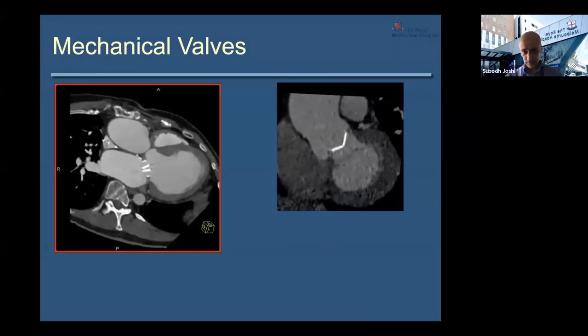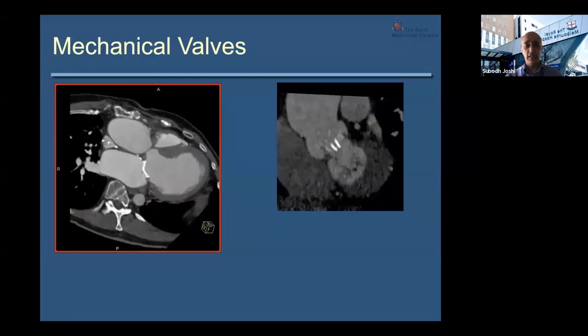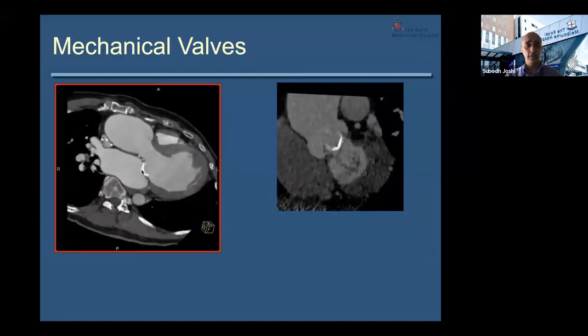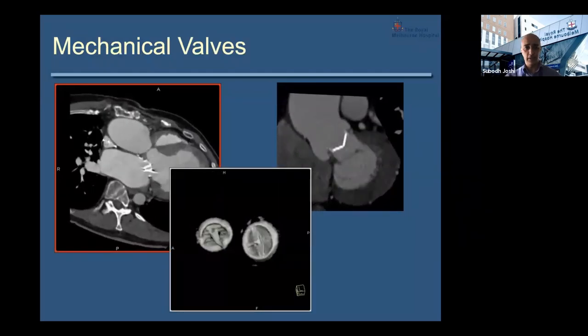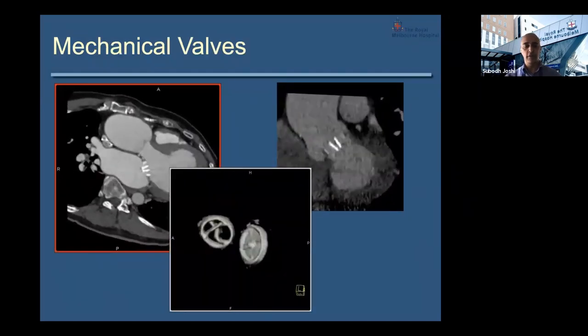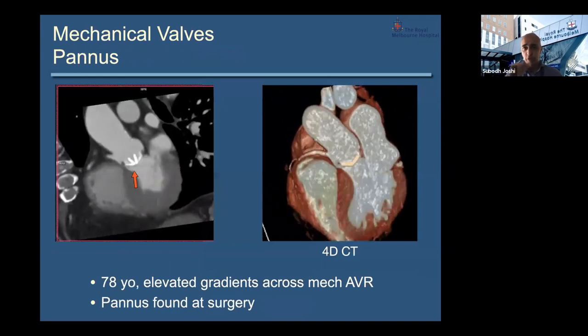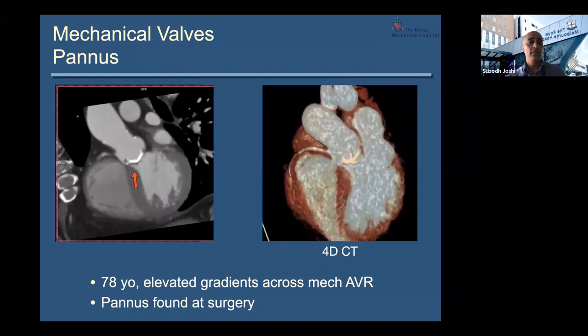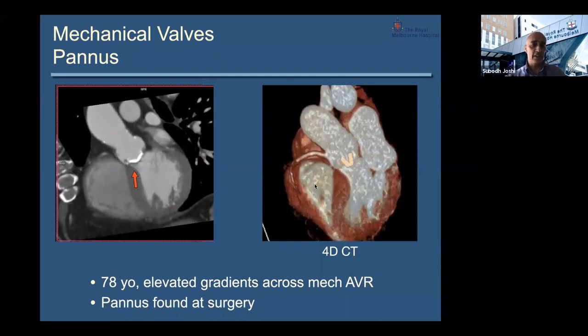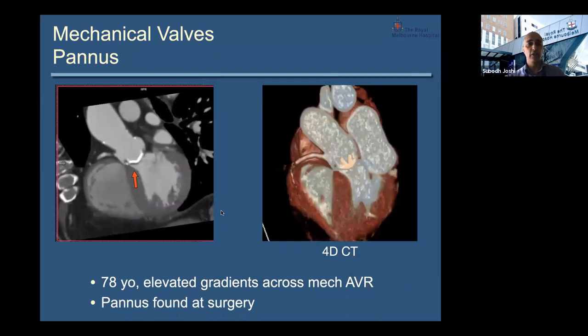So we've started to do quite a lot of this to work out the etiology of bioprosthetic valve dysfunction. CT is also great for looking at mechanical valves. So here's a patient with a mitral, here's a patient with a mechanical aortic valve, and here's a patient with both, with everything else sort of windowed out of the way. And what this can be used for is to look for things like pannus or thrombus.